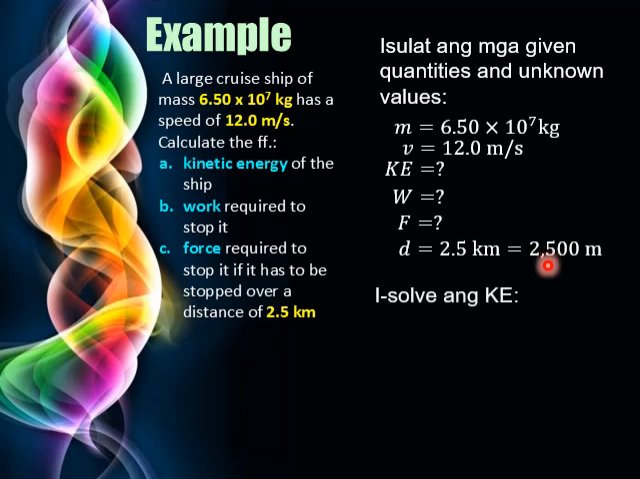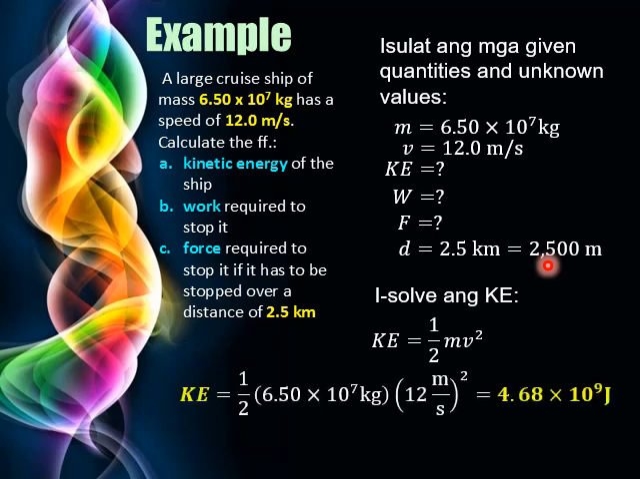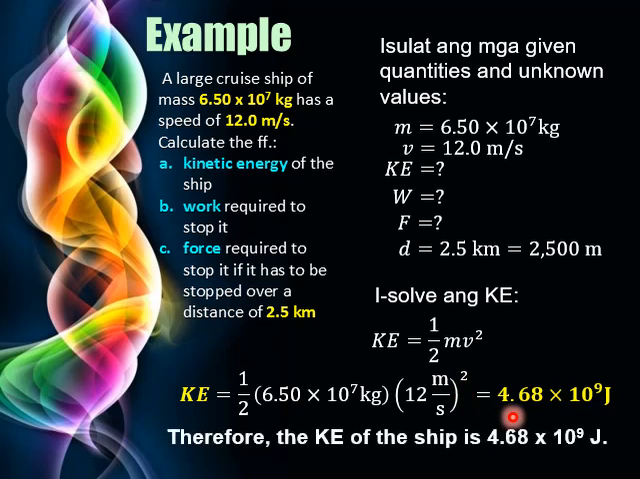So, let's solve the KE first. The kinetic energy is 1 half mv squared. Substituting these values, we have kinetic energy is 1 half times 6.50 times 10 to the 7 kilograms times 12 meters per second, and then you take the square of this. So, you have the value of 4.68 times 10 to the 9th joules. Okay, so this is the value of the kinetic energy of the ship.